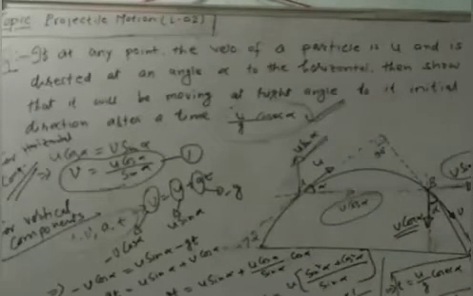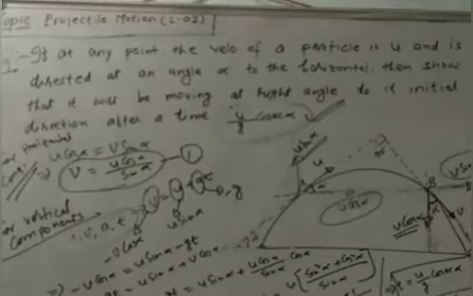Okay dear, this is u by g cosec alpha, this is also u by g cosec alpha. So this is your final answer.